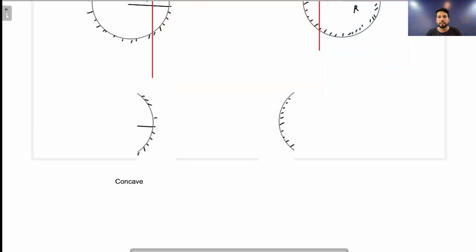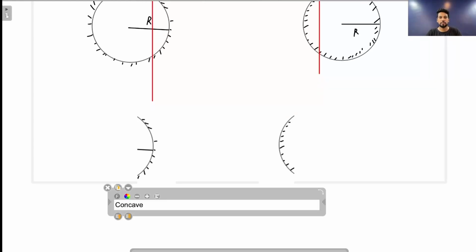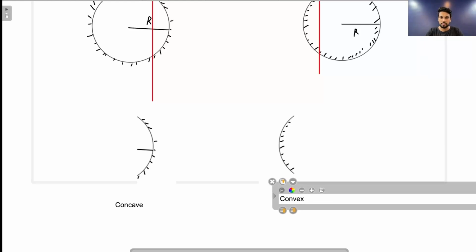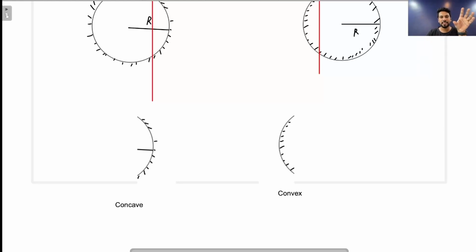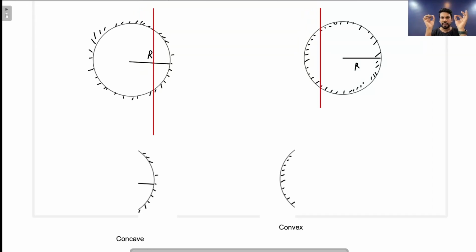Now this type of mirror that I'm seeing is known as a convex mirror. The outer side is reflecting. So I have a concave mirror, for which the inner side is reflecting, and a convex mirror, for which the outer side is reflecting. By this you get to know why they are called spherical mirrors.